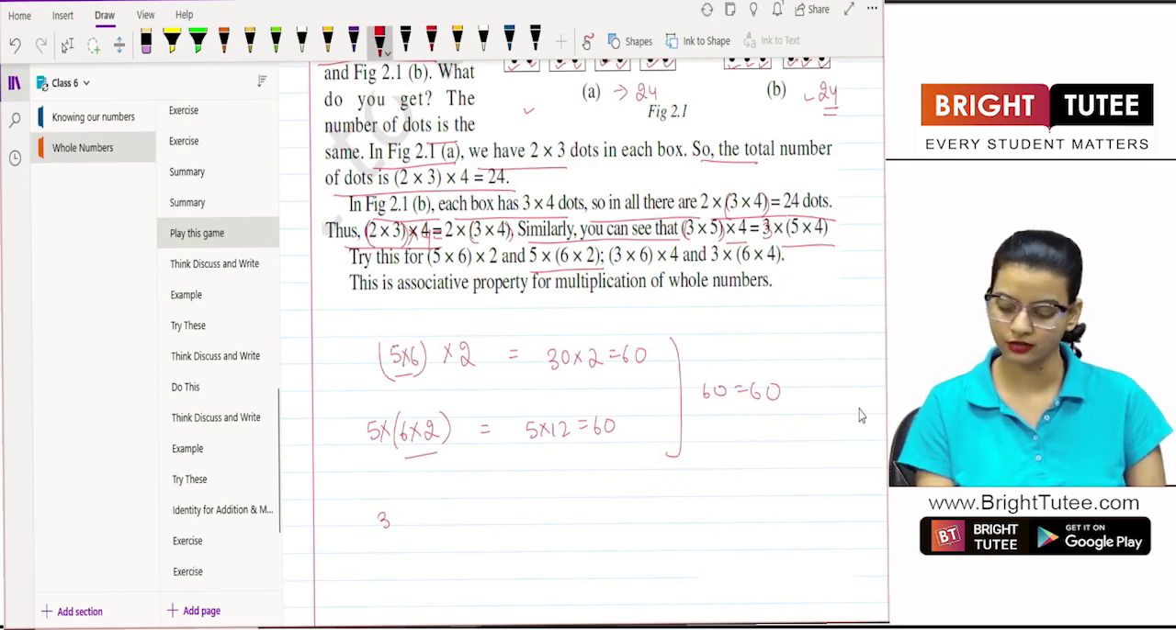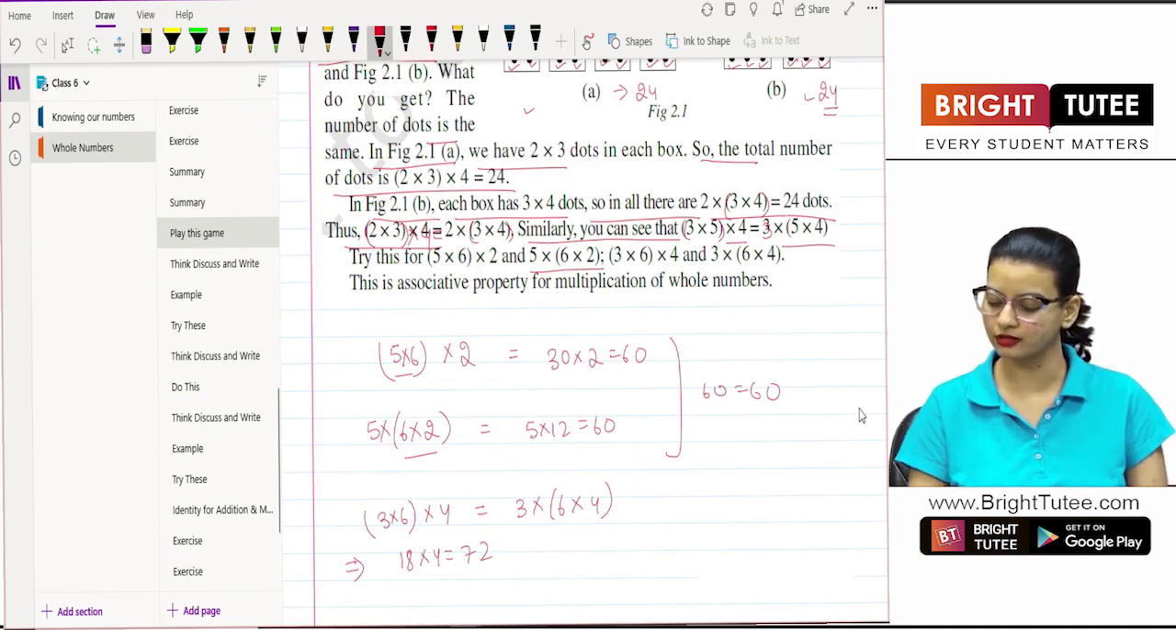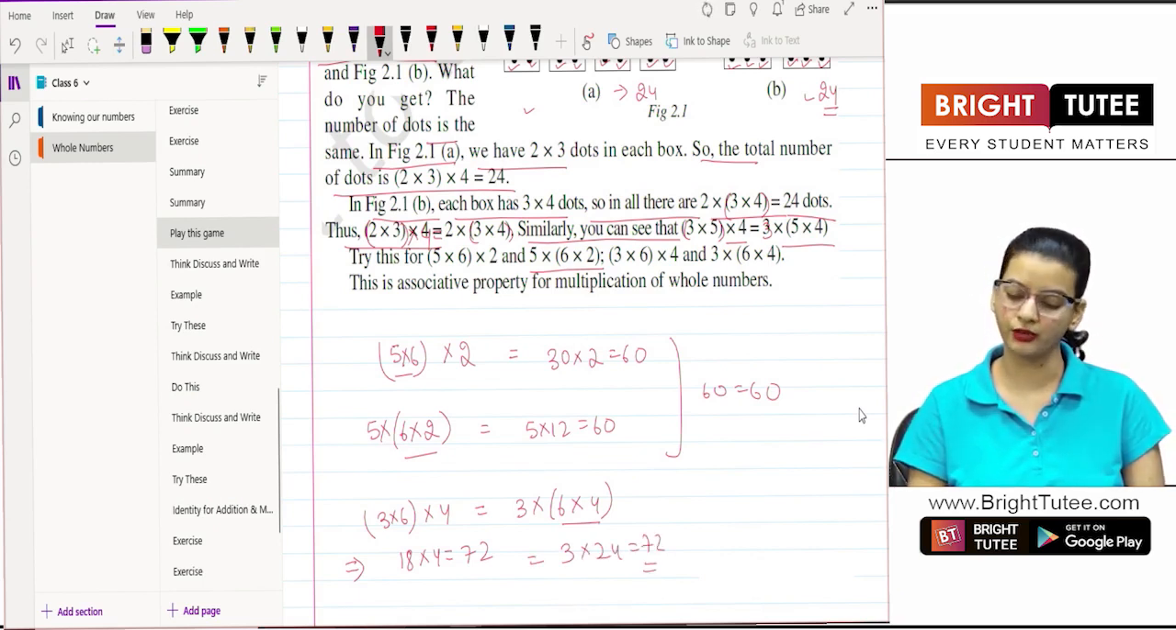Similarly, we have (3 into 6) into 4, and this is equal to 3 into (6 into 4). Now 3 into 6 is 18 and 18 into 4, how much is that? It is 72. Similarly, 6 into 4 is 24, so 3 into 24 is again 72. So both the values are the same.